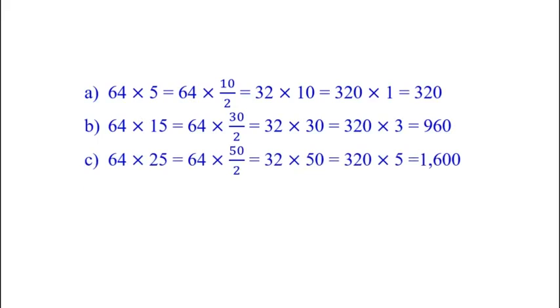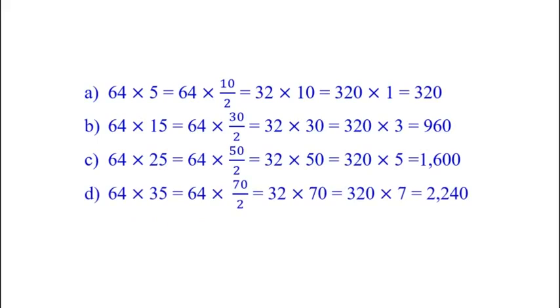64 into 25 is equal to 64 into 50 by 2. That is equal to 32 into 50, or that is equal to 320 into 5, that is 1600. You can write it as 25 can be written as also 100 by 4. Then 64 into 35 is equal to 64 into 70 by 2. That is equal to 32 into 70 is equal to 320 into 7. That is equal to 2240.